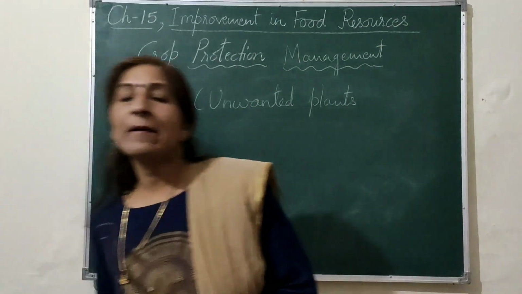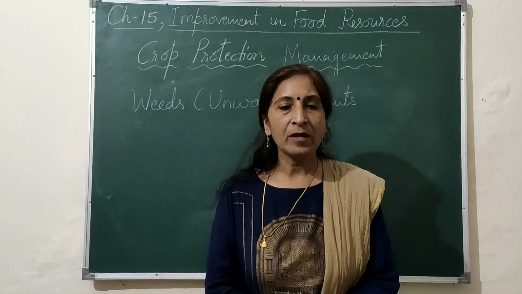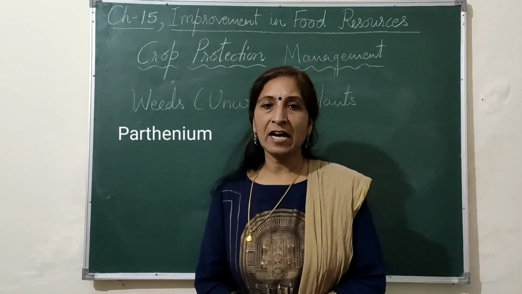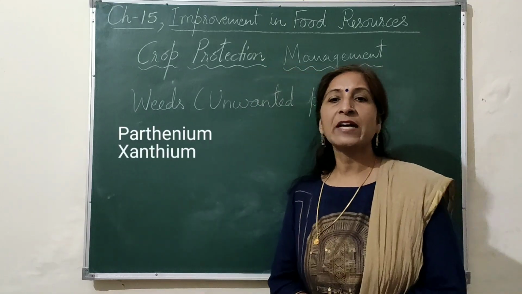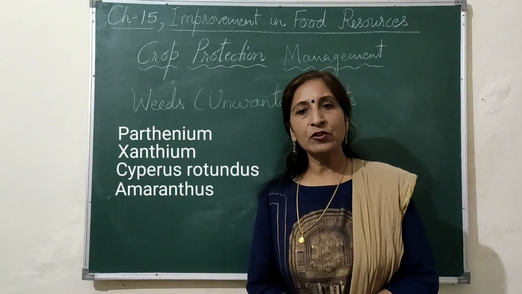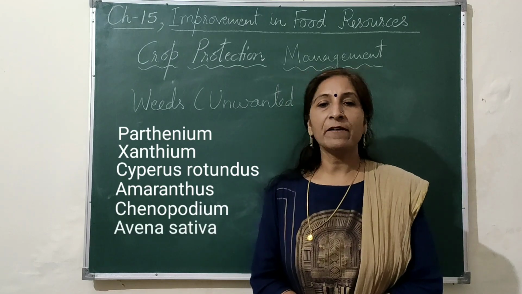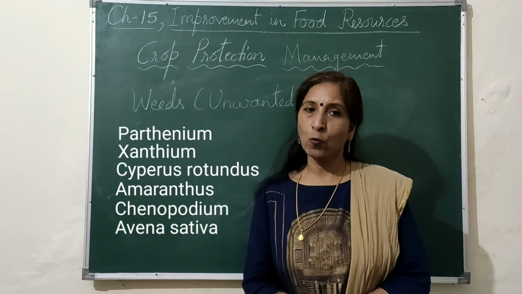let me give you some examples of weeds which are commonly growing in the Indian fields. One is Parthenium, that is gajar ghas, Xanthium, that is kokru, Cyperus rotundus, that is mota, Amaranthus, which is cholai, Chenopodium, that is bathua, and Avena sativa, that is wild oat.